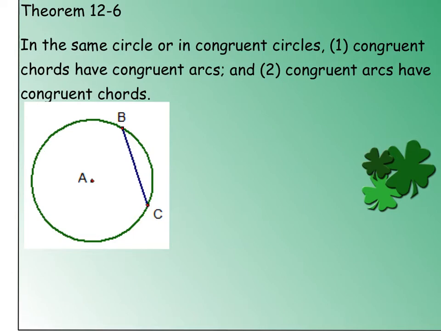This next property talks about congruent chords in circles. Well, I noticed that chord BC sections off arc BC here. If I have another line segment that's the same length as BC, if those two are the same length, then I know this arc would have the same measure. So if this was x degrees here from B to C, it would be x degrees here from B to C.